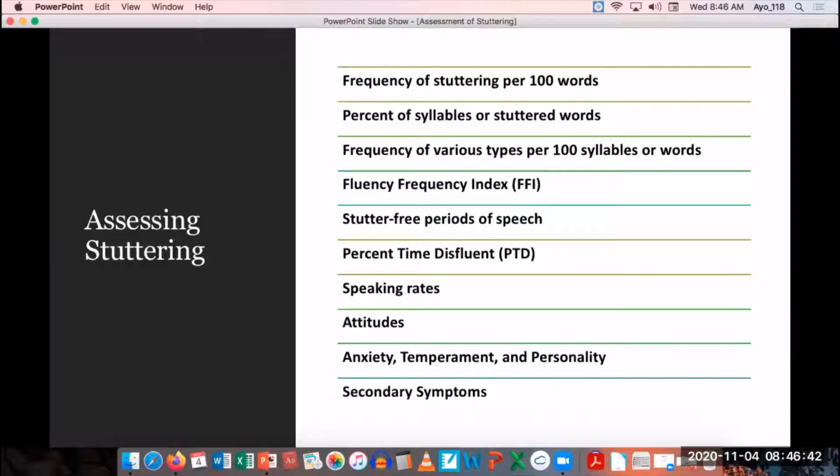It's providing you information to see whether or not the therapy that you're doing is being effective. Is the person being successful with this technique that you're teaching them? So are they decreasing the frequency per 100 words or syllables? Or total number of words. This one doesn't have to be a set number.